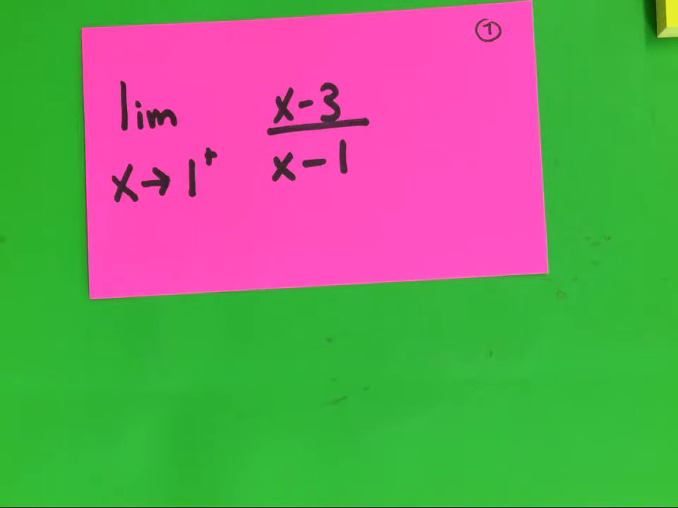So what's to the right of 1? 2. So I'm going to plug 2 in. 2 minus 3 is what? Negative 1. 2 minus 1 is what? 1. Negative divided by positive is a what? So it's going to what infinity? That's your answer. Do you see how all this is coming together now? So I plugged in 2 here. 2 minus 3 is negative 1, 2 minus 1 is 1, so I got negative 1 divided by 1. That gives me a negative value, which means it's going to negative infinity. Does that make sense, buddy?